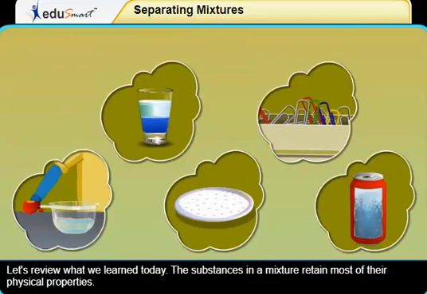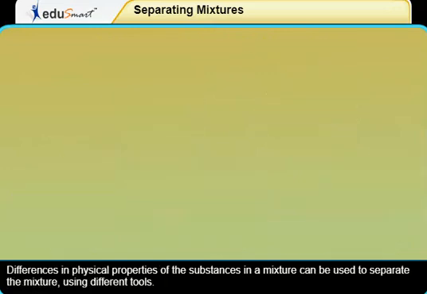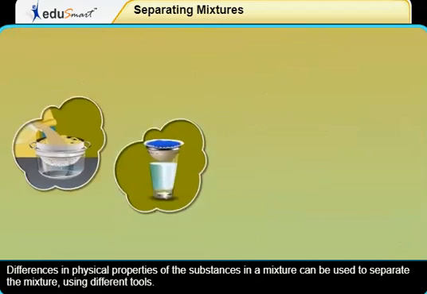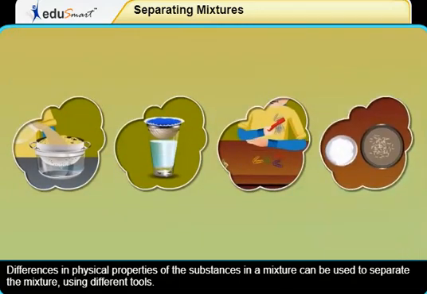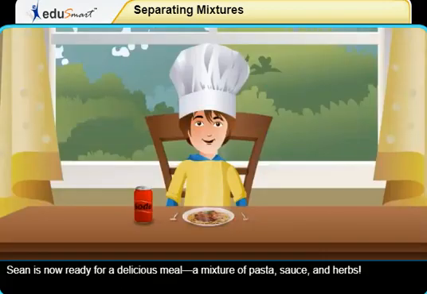Let's review what we learned today. The substances in a mixture retain most of their physical properties. Differences in physical properties of the substances in a mixture can be used to separate the mixture using different tools. Sean is now ready for a delicious meal, a mixture of pasta, sauce, and herbs.